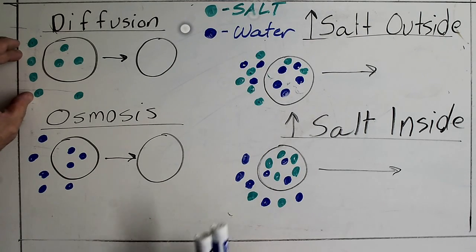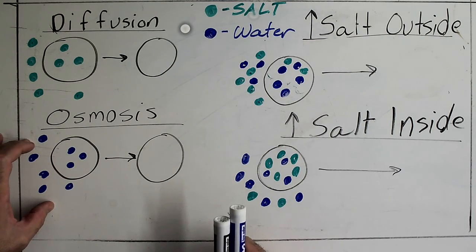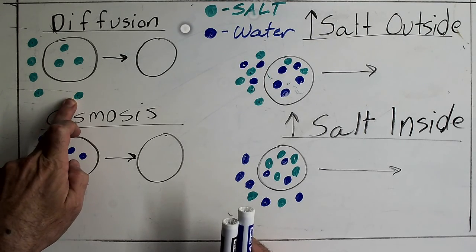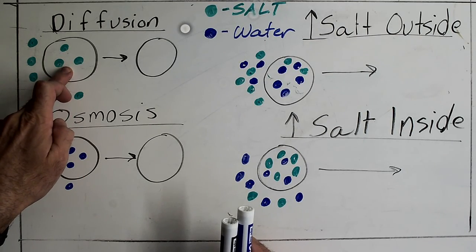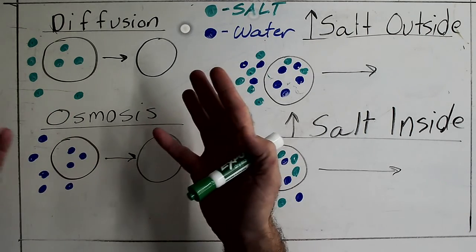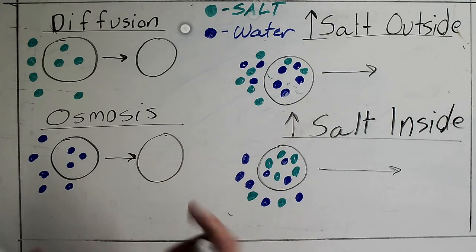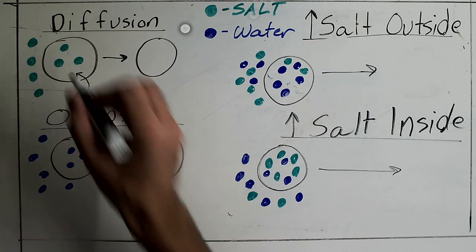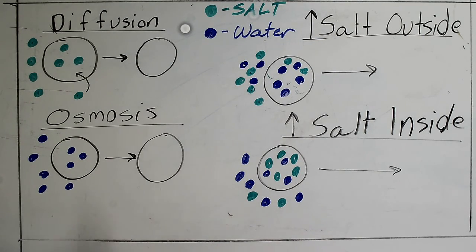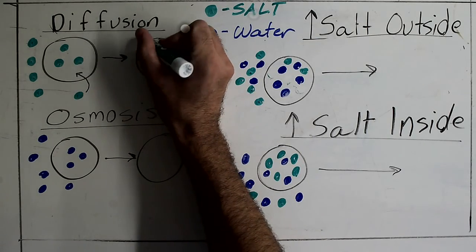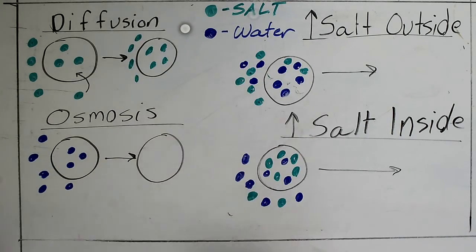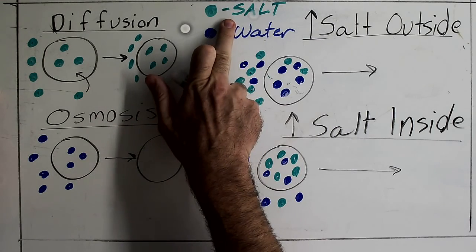Okay, so we're going to call the green dots salt and the blue dots water. I've got 1, 2, 3, 4, 5 salt molecules on the outside of the cell and 3 on the inside. To make things even, one of these salt molecules would have to move into the cell, and now you would have 4 on the outside and 4 on the inside, and everything would be even. So that is diffusion, because it's salt.